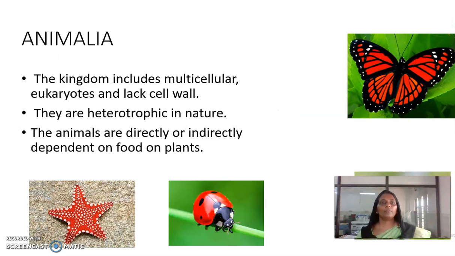Next is kingdom Animalia. The kingdom Animalia includes mainly multicellular organisms, and they are heterotrophic in nature, and animals are directly or indirectly dependent on plants for food, that is, they are the consumers. They depend on plants directly or indirectly for their food, including human beings.